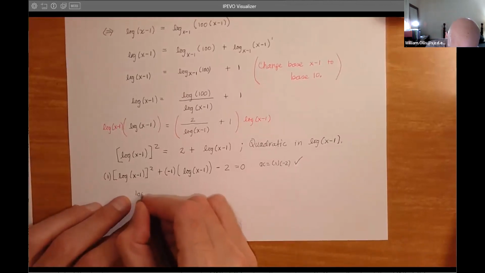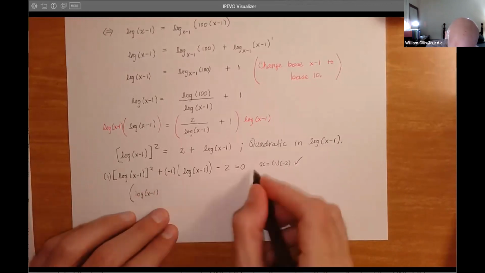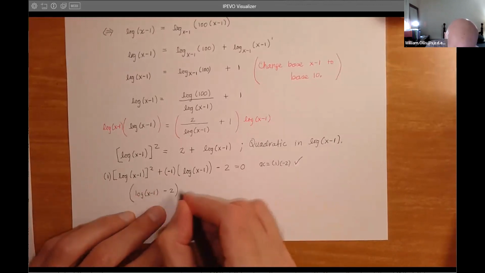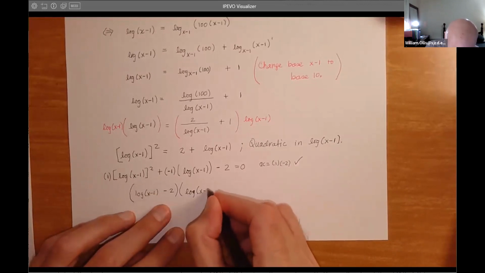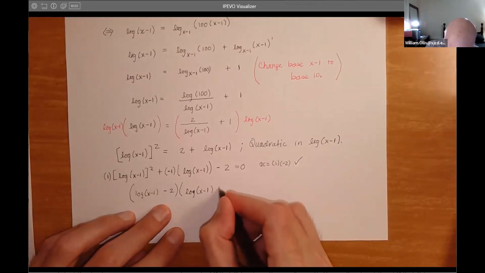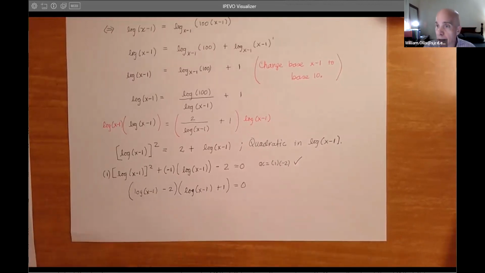So we have log of x minus 1 minus 2 times log of x minus 1 plus 1. So I'm thinking if you can do this problem, there's not a single problem I could put on the test that would even trip you up.